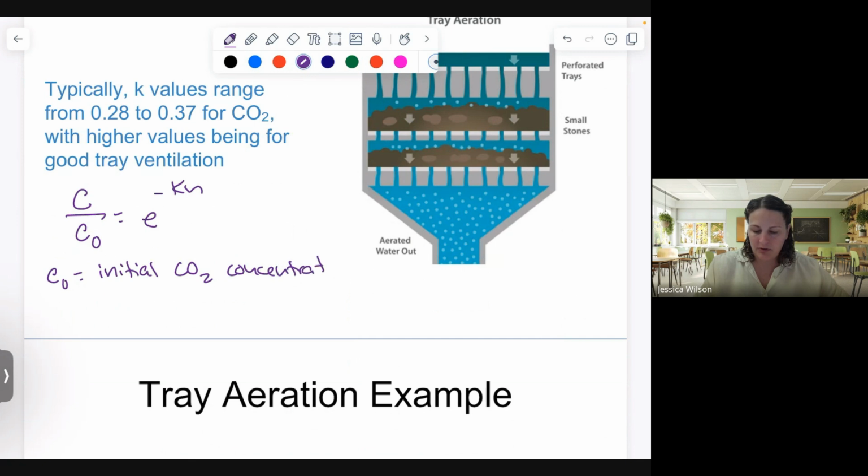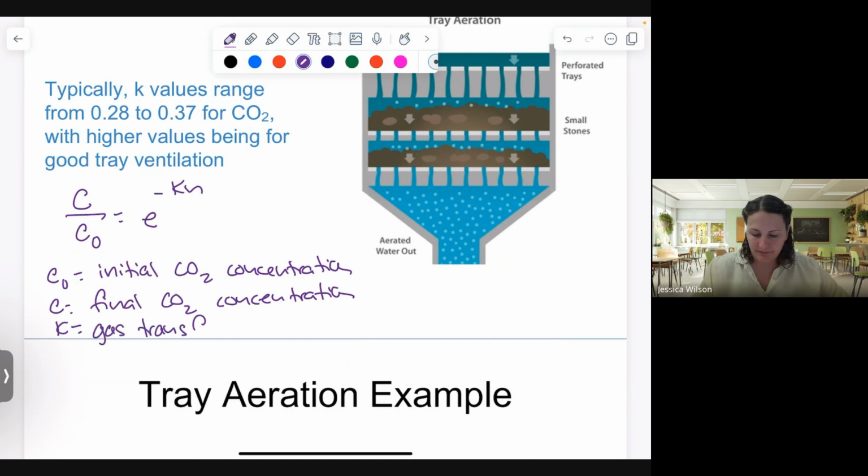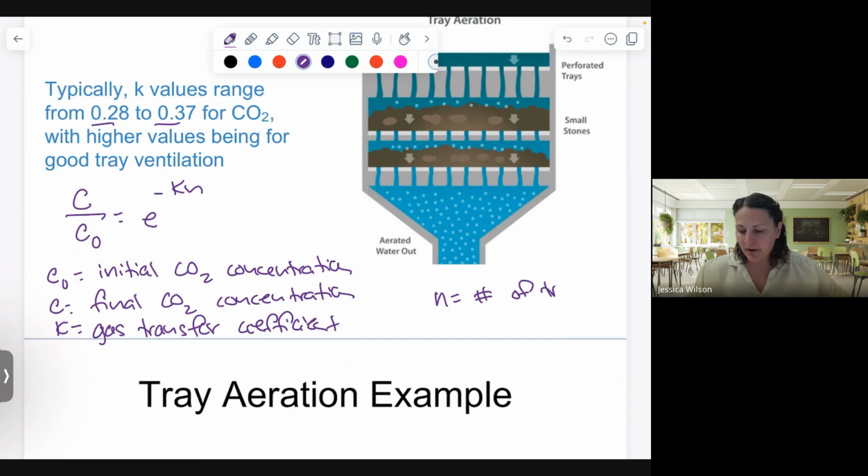where C0 is our initial CO2 concentration. C is our final or our effluent CO2 concentration. We have K, which is our gas transfer coefficient. Typically, K values range from 0.28 to 0.37 for CO2, with higher values being for good tray ventilation. And then n is just the number of trays in each aerator.